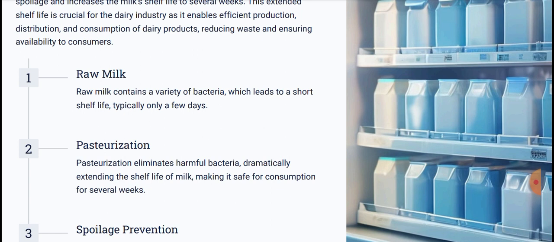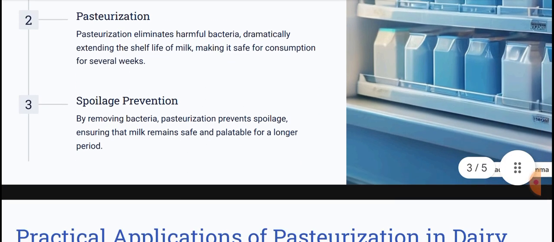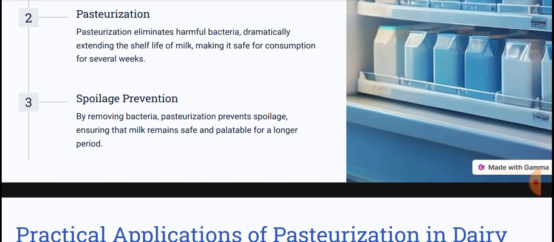So it needs to be pasteurized, right? Pasteurization eliminates harmful bacteria, right? When it is eliminating harmful bacteria, the quality as well as the nutritional value of the milk is retained, right? This will help the sellers to reach the consumers to a greater extent, and it also helps us to prevent spoilage. So by removing bacteria, pasteurization helps in preventing the spoilage of milk, right?